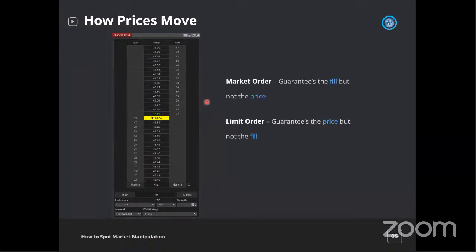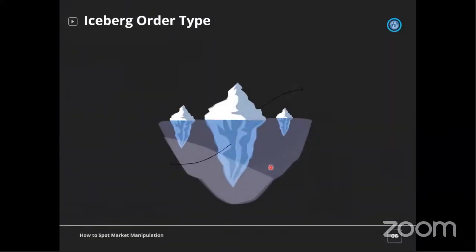Another order type that I want to get to is called the iceberg order type. This is an order type that's commonly used with manipulation, not always, but what this order type does is it aims to hide a portion of their order from the order book. So you wouldn't even see it in the depth of market screen at all.